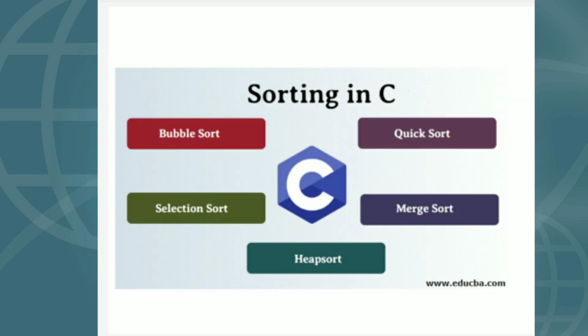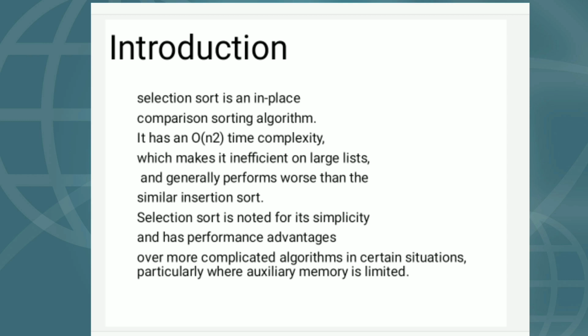There are many types of sorting techniques in C language. For example, bubble sort, quick sort, selection sort, merge sort, and heap sort. Let us take an introduction to selection sort. Selection sort is an in-place comparison sorting algorithm. It has an order of n squared time complexity, which makes it inefficient on large lists and generally performs worse than the similar insertion sort. So, selection sort is an easy way to sort a given list of elements.